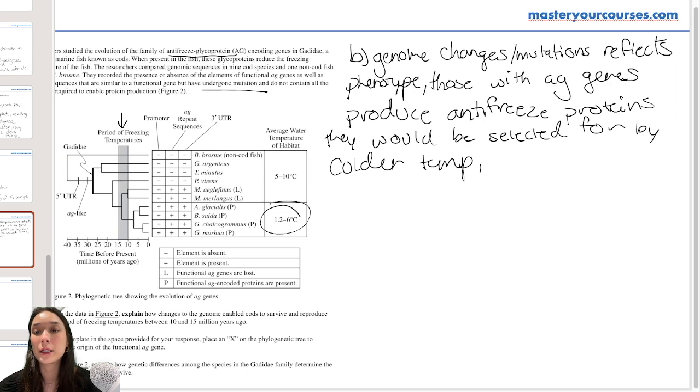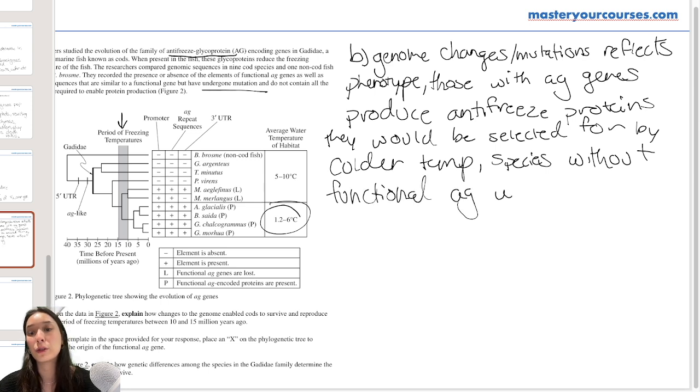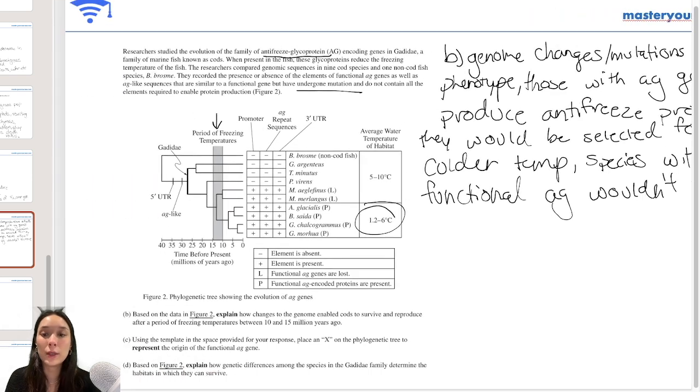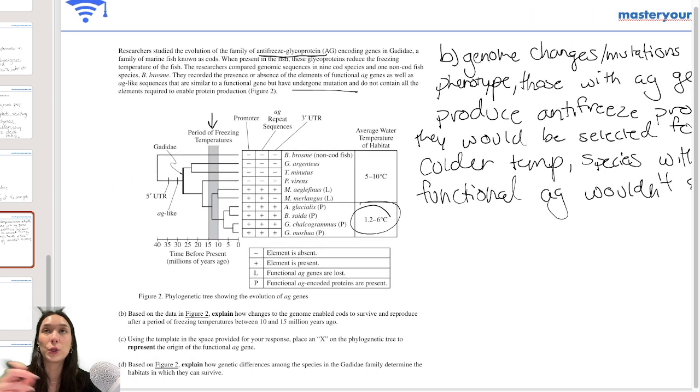So we can just put species without functional AG wouldn't survive. So it's just a process of natural selection. There's probably a bunch of different ways in which you can say this, but as long as you kept the idea that the genome is going to change the ability to produce or not produce antifreeze proteins, and that is going to determine what temperature they can live at because of natural selection, I think you include those key points, you should be fine.